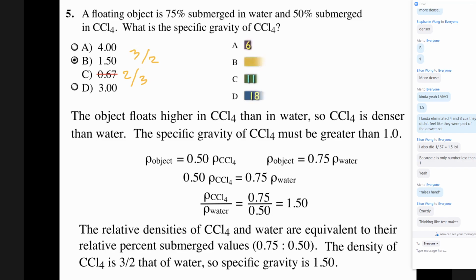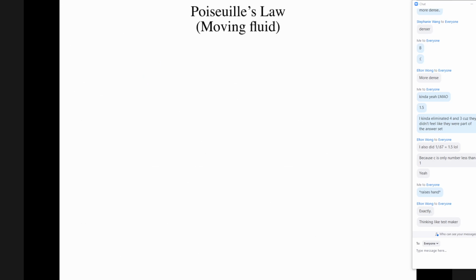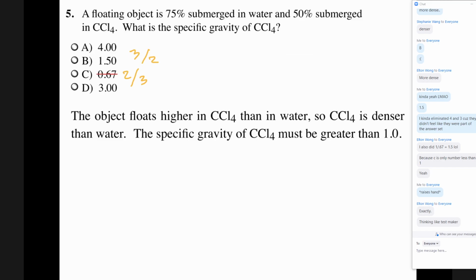So far so good. We're done with objects. Todd, sorry, I just have a question on the last slide. If you can't go back, it's totally okay. Oh, okay. But I have an issue with getting, after that step, totally fine with that. It's that next step that I have issues getting to, where you put the, let me see, it's like the density of CCl4 over water equals 0.75 over 0.5.